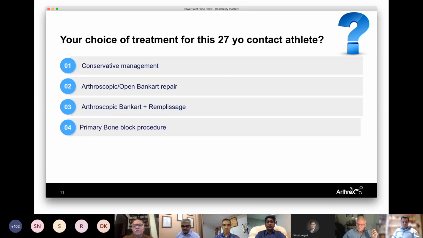Yeah, absolutely. I think we'll see that later on with one of our examples, what's going to happen to the bone loss. Let's keep moving.